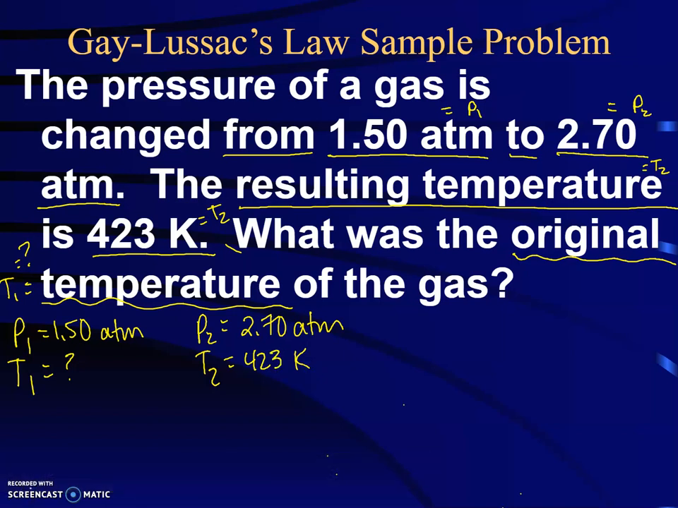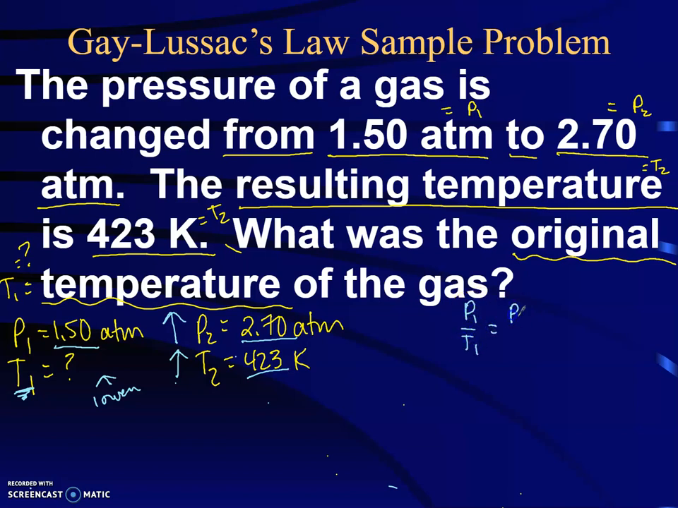Okay, so before you solve anything, try to predict what's going to happen. Okay, so my pressure went from 1.5 to 2.7. That means that it increased in pressure. So this is directly proportional, so what should happen to the temperature? The temperature should also go up. But we're not looking for the resulting temperature, we're looking for the original temperature. So that means you should see something lower than 423 Kelvin. So let's plug this in and see if we get a number that is indeed smaller.